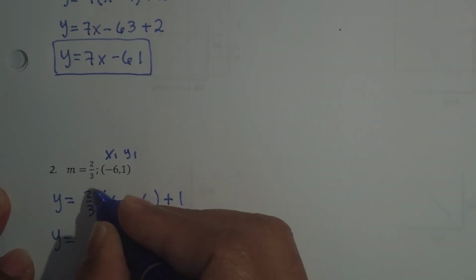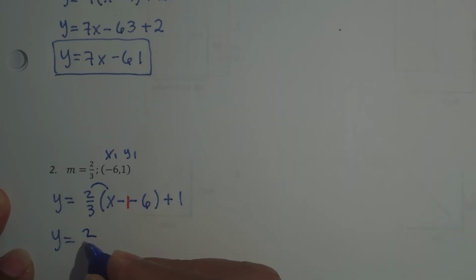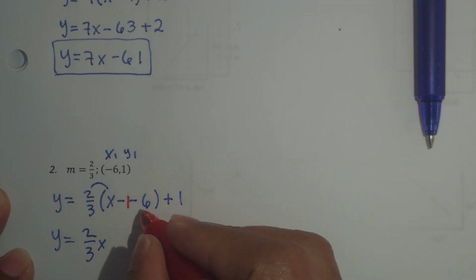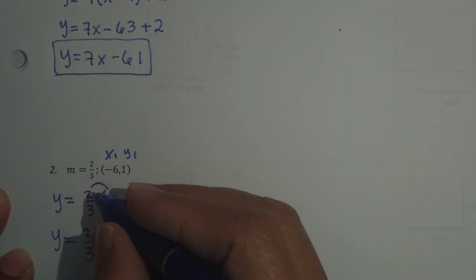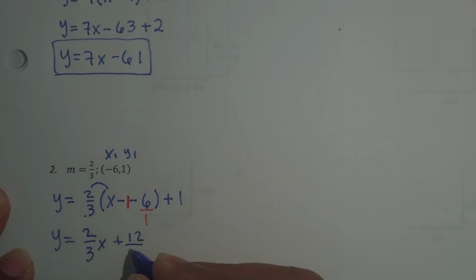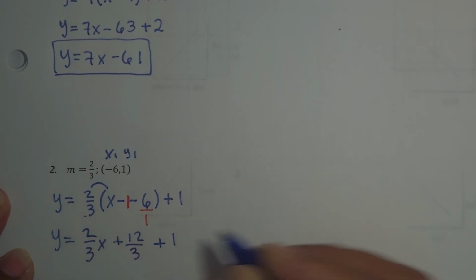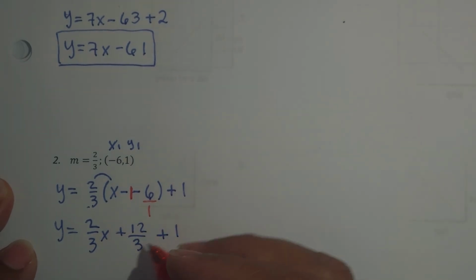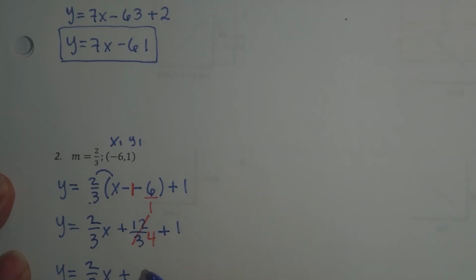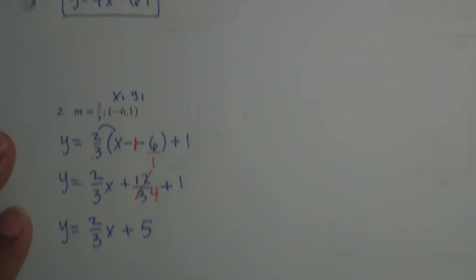So y equals 2/3 times x, that's 2/3 x, and then 2/3, this 6 is implied to be over 1. So 2 times 6, that's 12, so plus 12, and 3 times 1, that's a 3, and we have a plus 1 outside. But then 12 divided by 3 is just 4, so I'm going to cross this out and make it a 4. So in the end, we're just adding 4 and 1. So then y equals 2/3 x plus 4 plus 1, which is equal to 5.